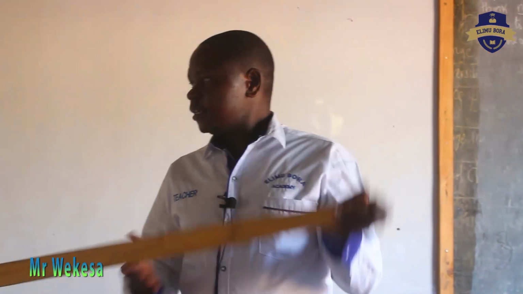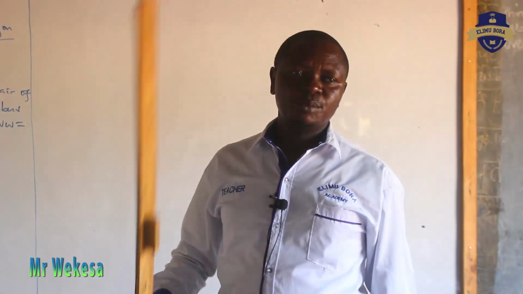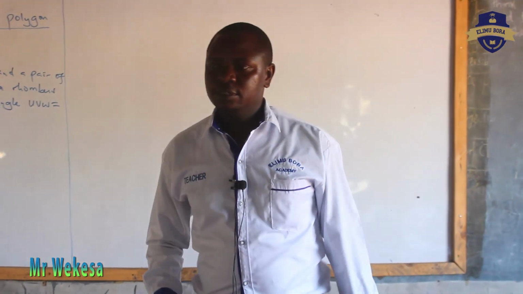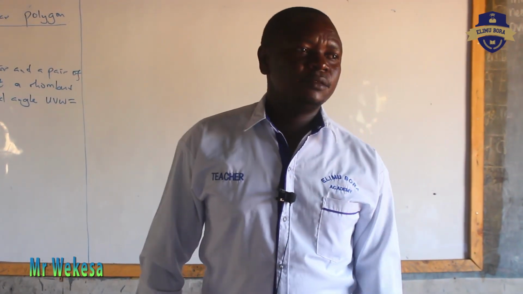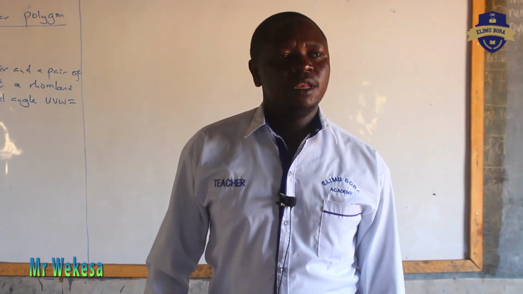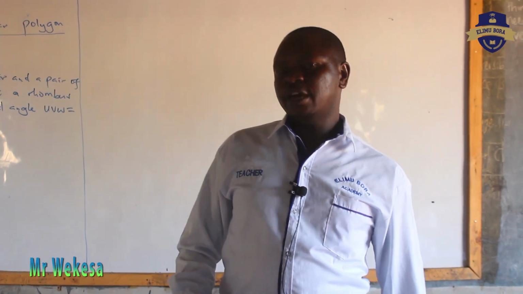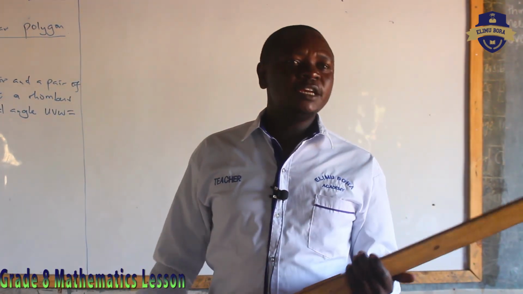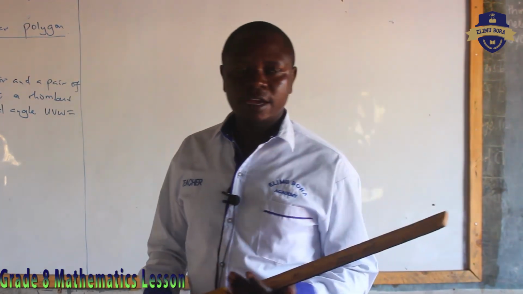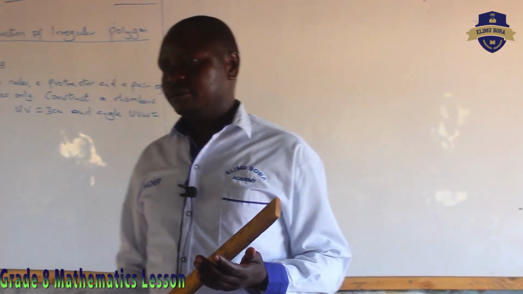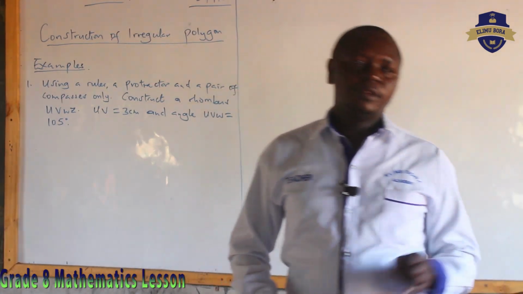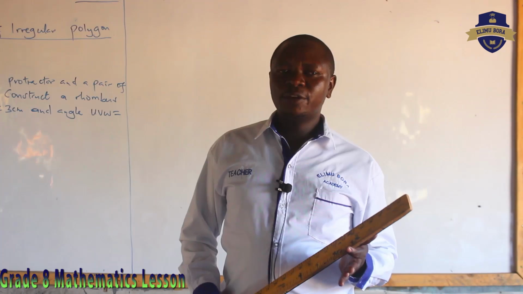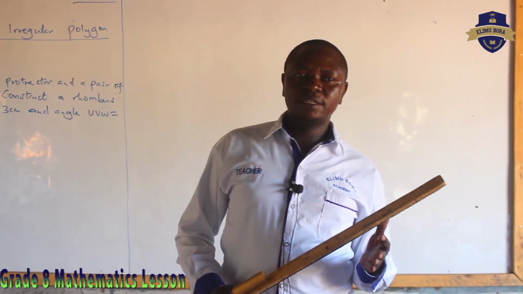Okay, welcome to our first lesson, which is mathematics. Now today we are going to learn how we can construct what? Irregular polygons. Irregular what? Polygons. And mostly it is about quadrilaterals. So we said quadrilateral is what? A four-sided figure. Examples of quadrilaterals: rectangle, square, rhombus, parallelogram, and trapezium, isn't it?